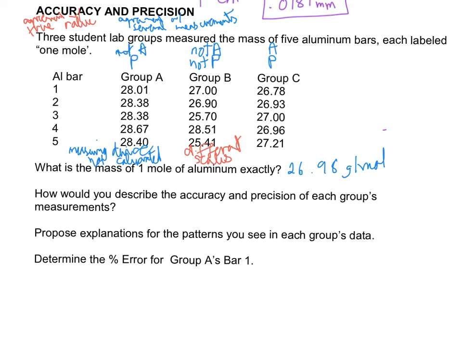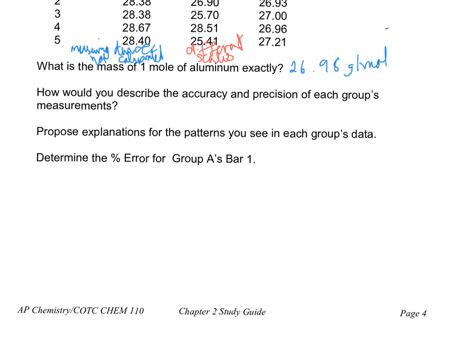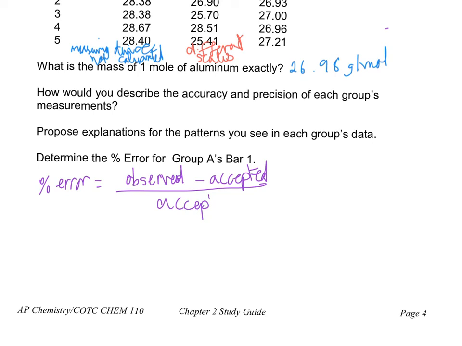Okay, last thing, we want to determine the percent error for group A for bar 1. So if you remember, percent error is observed minus accepted over accepted times 100%. Let's write that down. Percent error is equal to observed, so that's what they get in the lab, minus accepted, that's our true value, divided by accepted times 100%.